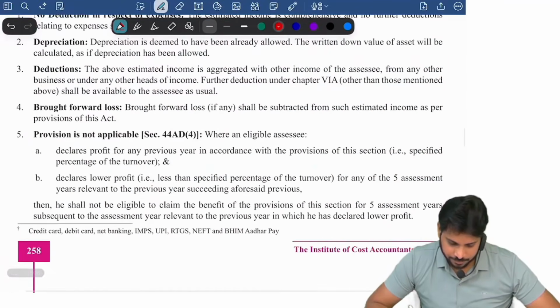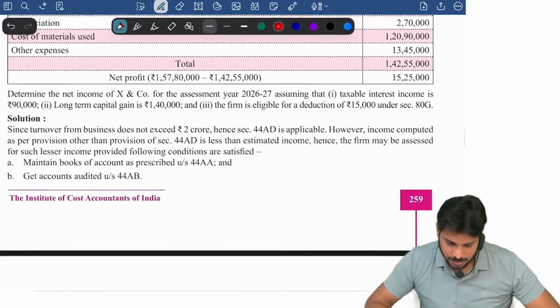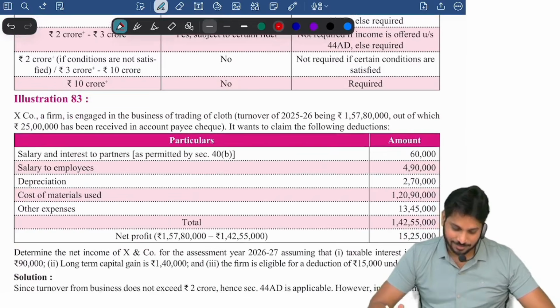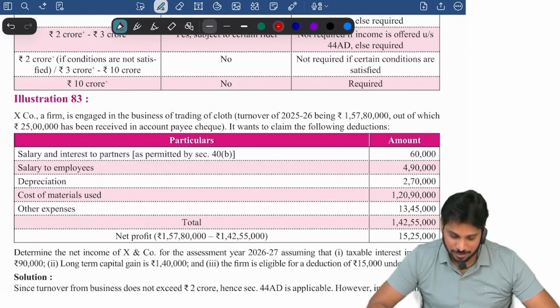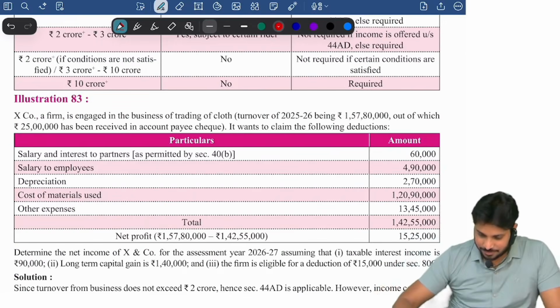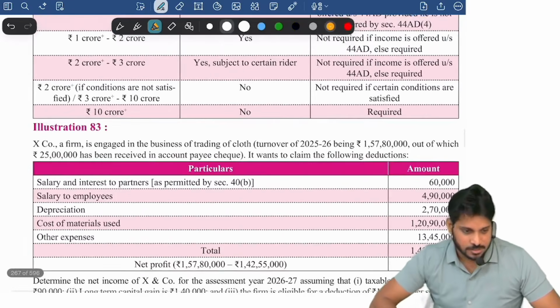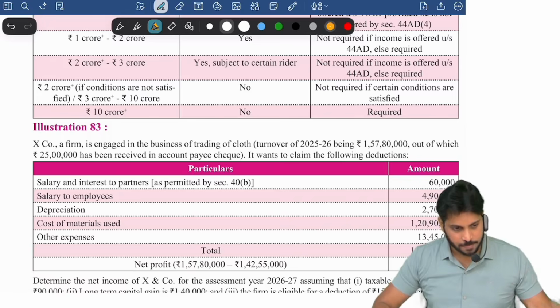Then almost over. 83, correct? Can I proceed? This is the partnership firm. Fine, we'll do this. Just 1 minute. Yeah, next. Can I?